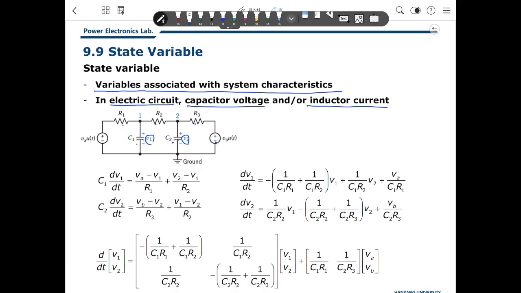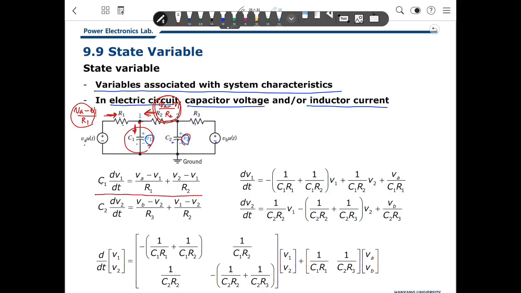So for example, what is this current over here? This current is the sum of this current and this current. We define this as V1. So this current is VA minus V1 divided by R1. Then this current, this is V2, so V2 minus V1 divided by R2. So this current is the sum of this current and this current. Then the current is C dV1/dt because of the capacitor. So we can write this equation like that.